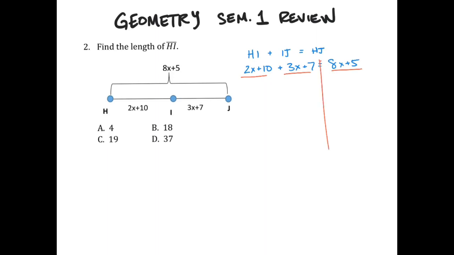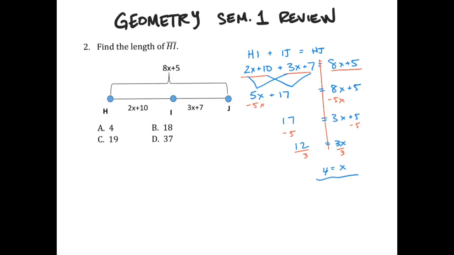All right, so for the algebra, we've got to combine some like terms. We've got a 2x and a 3x that make 5x, and a 10 and a 7 that make 17. Now I want to get all my x's on one side, so I'll subtract 5x. And I'll have 17 equals 3x plus 5. And then I'll move that plus 5 over by subtracting 5. And I've got 12 equals 3x. And you know that x is going to equal 4.